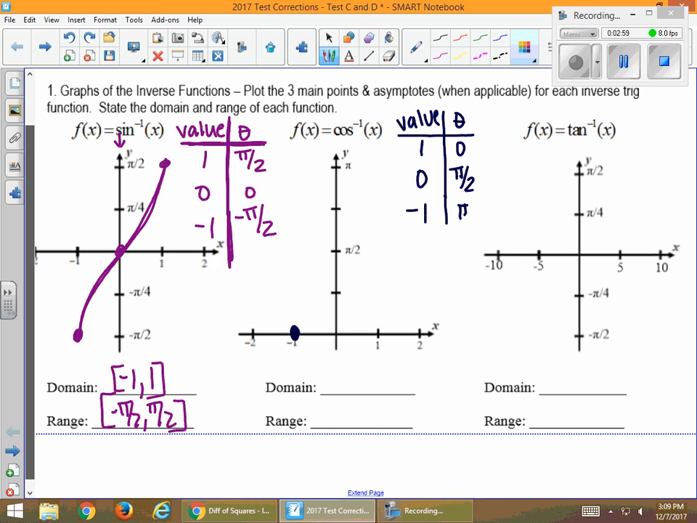Okay, so negative 1, pi is my ordered pair. This is a really easy one to cross up. See, I just put it in the wrong place. Negative 1, pi. There we go. Negative 1, pi. 0, pi over 2. And 1, 0. Oh my.